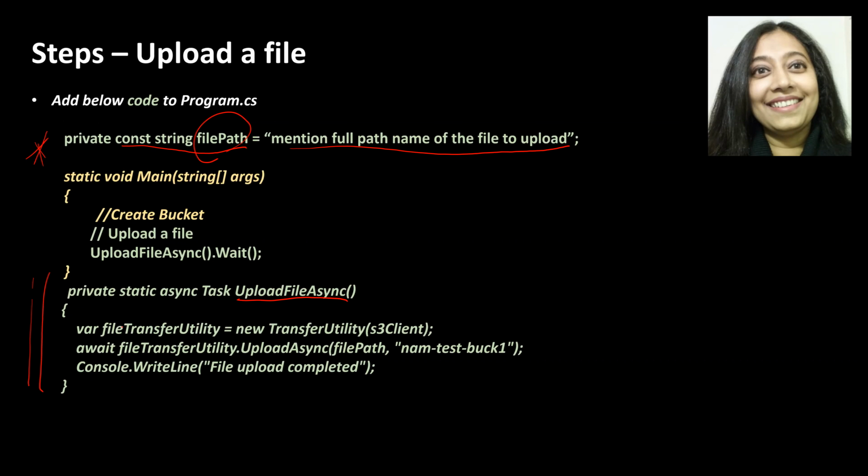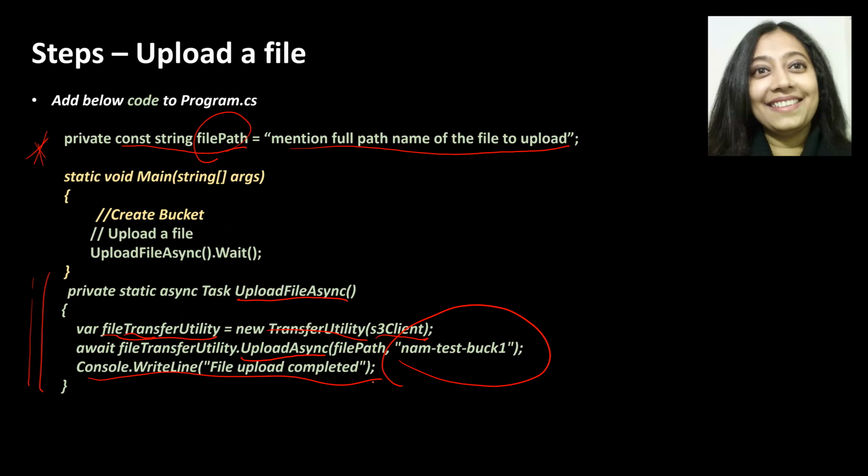Here we have created a variable called file transfer utility, right? It's a transfer utility variable passing our S3 client, and we will be leveraging this variable to upload our files asynchronously. Now here I have hard coded this bucket name, but it's up to you. You can pretty much use any bucket name. Then I'm only showing a message on the console that our file has been uploaded successfully.